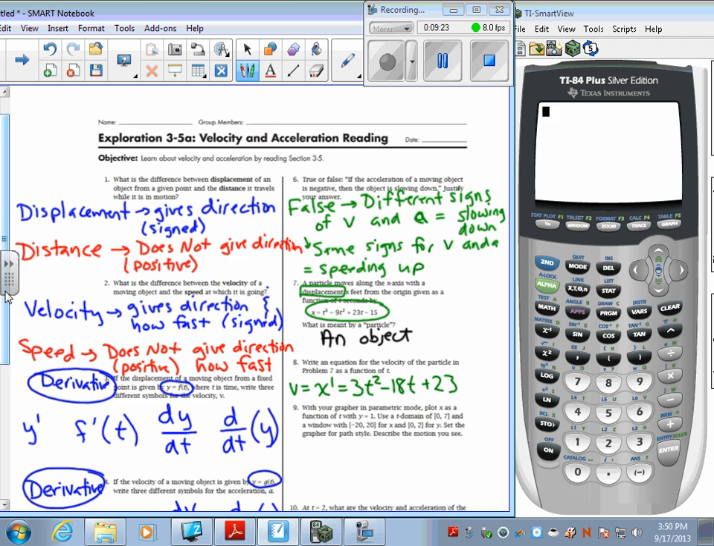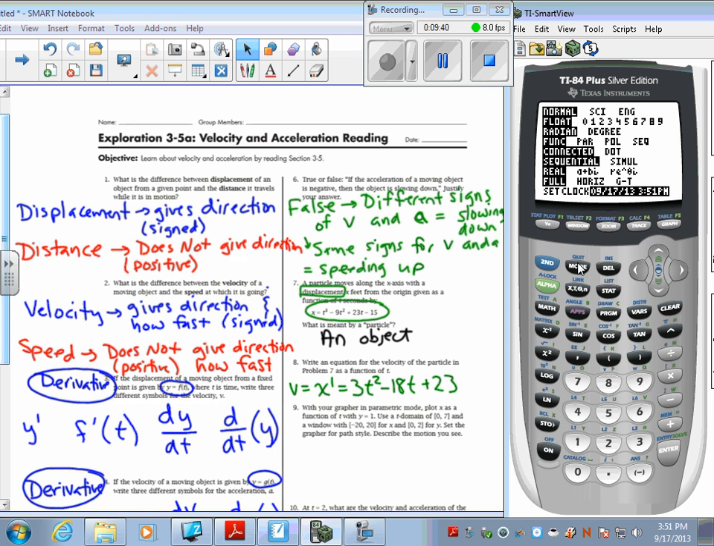Number 9 now wants us to actually graph the displacement in parametric mode in our calculator. So everyone's calculator should be on. Let's go ahead and change our mode. So press mode, right next to the blue second button. And where it says function, we're going to change that to parametric.